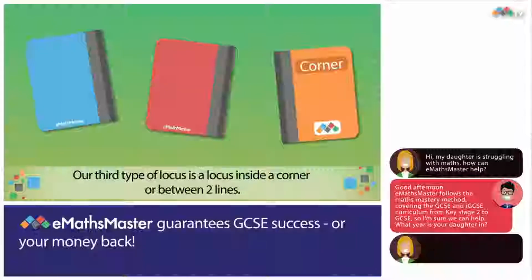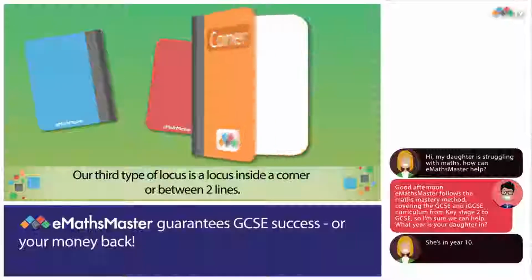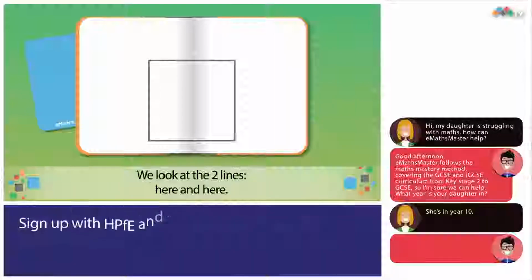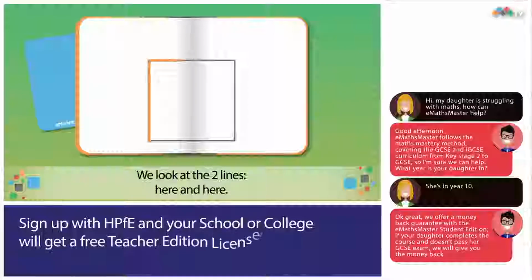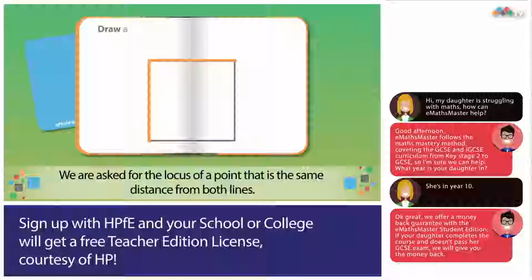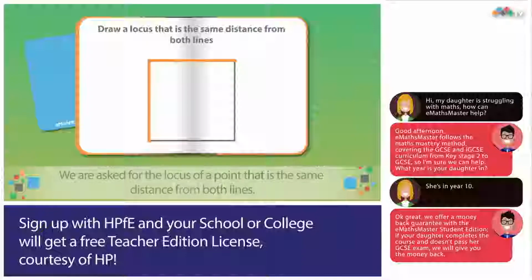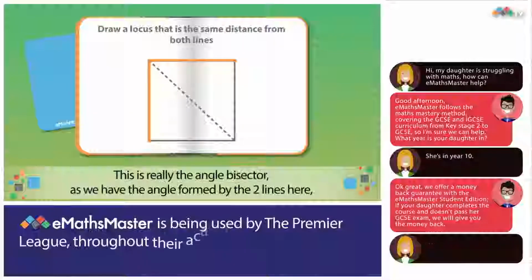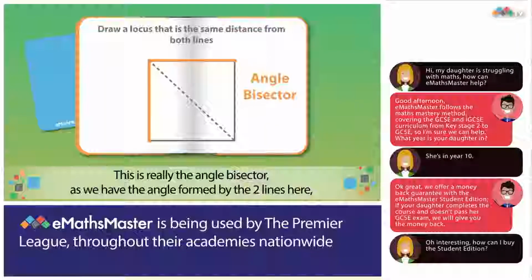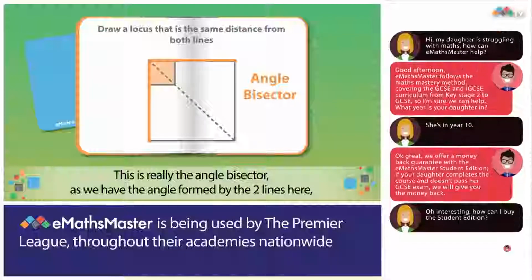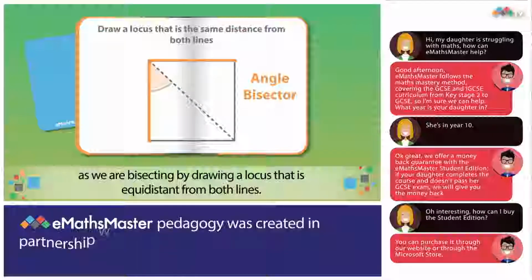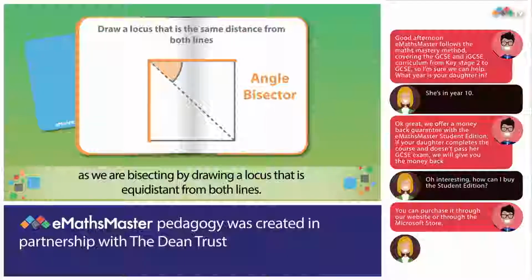Our third type of locus is a locus inside a corner, or between 2 lines. We look at the 2 lines, here and here. We are asked for the locus of a point that is the same distance from both lines. This is the line down the centre, here. This is really the angle bisector, as we have the angle formed by the 2 lines, here, and we are bisecting by drawing a locus that is equidistant from both lines.